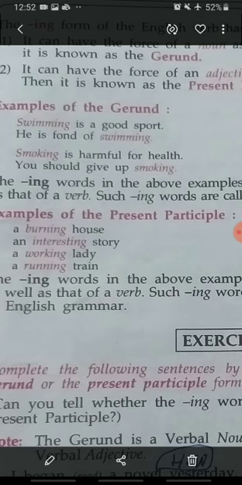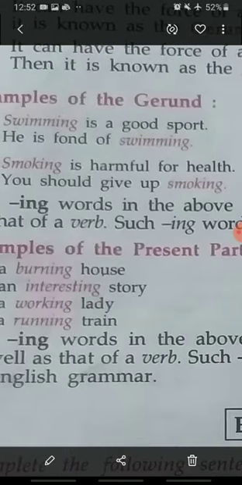Second sentence: you should give up smoking. What should you give up? Smoking. Smoking also acts as a noun here, so it is a gerund. Here it is the object of the verb. So gerunds act as the subject or object of the verb.